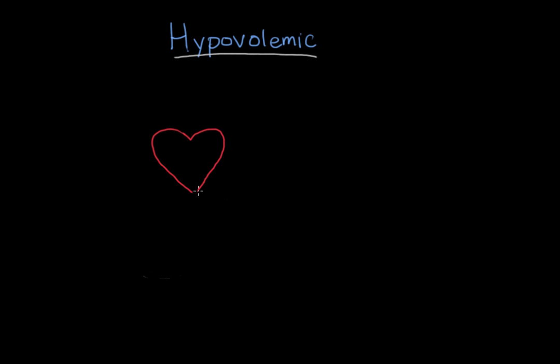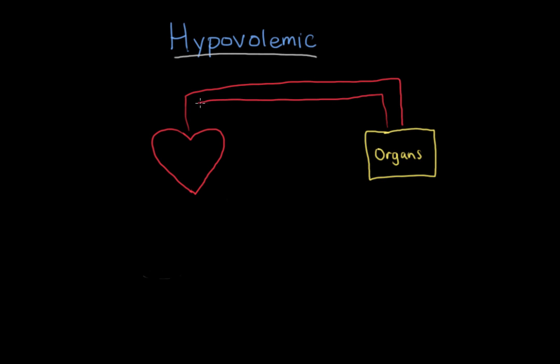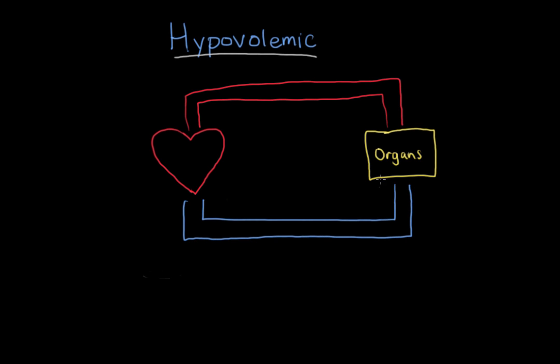And of course, I'm going to start by just drawing the heart. The heart, of course, delivers oxygen and vital nutrients to tissues and organs. So I'm going to write organs over here. And between the heart and organs, we have the vascular space. So we've got arteries delivering blood to organs, and veins returning blood back to the heart from the organs. So I've got this oversimplified cardiovascular system right here, but this will do the trick to understand hypovolemic shock.